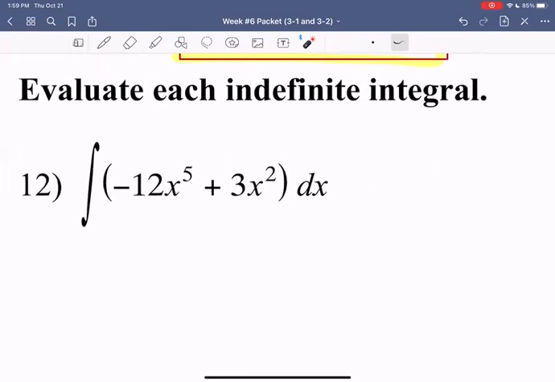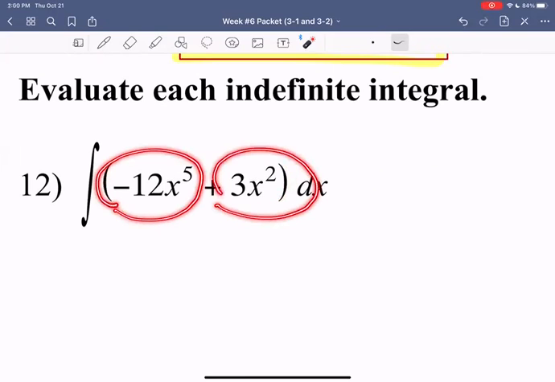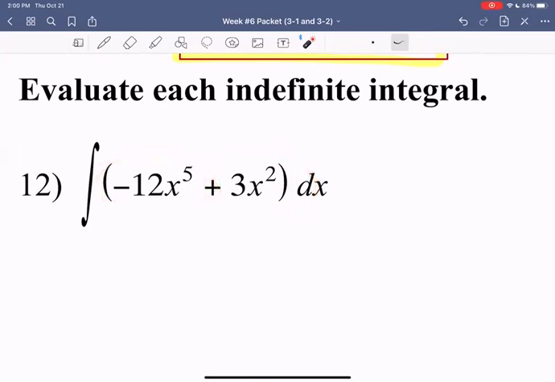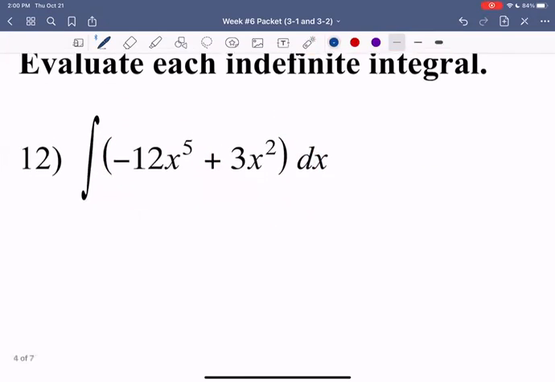Similar to differentiation, integration over a sum can be split up amongst each term in the sum. So if we want to find the antiderivative of this entire sum, it's enough to find the antiderivative of each term and then add those antiderivatives together. Let's go ahead and do that together in number 12.